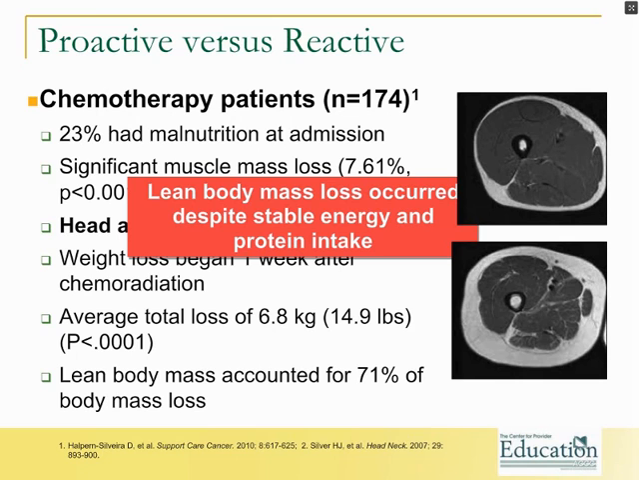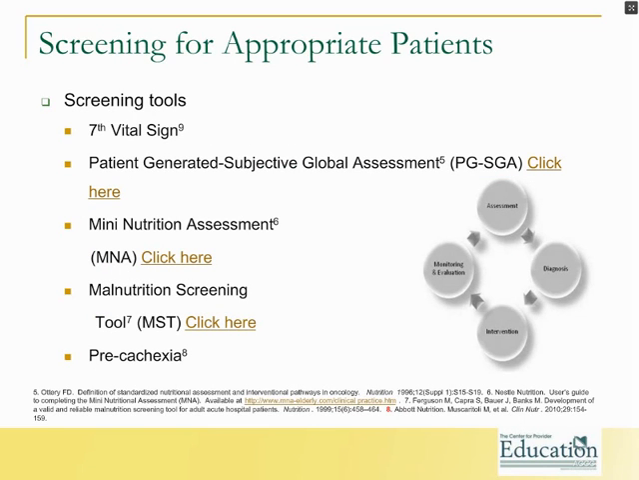So in order to avoid these composition changes, we know that the interventions have to be implemented early. This is, once again, a reason to make nutrition a part of the process from as early a point as possible, being proactive versus reactive.